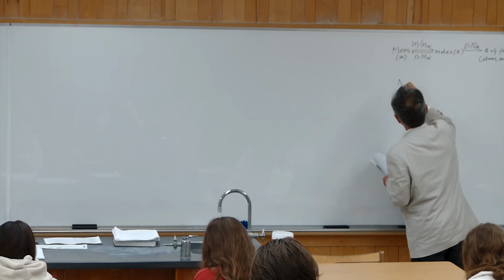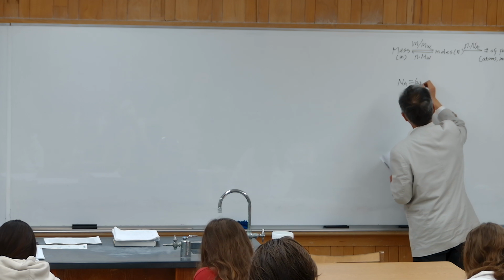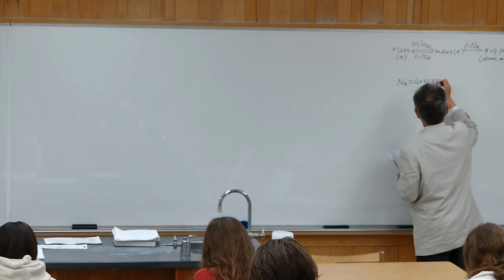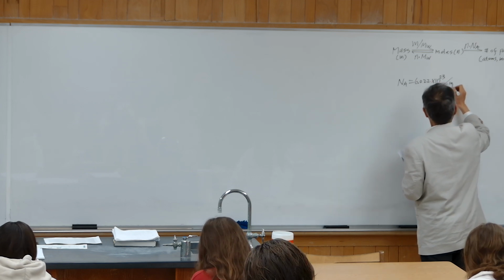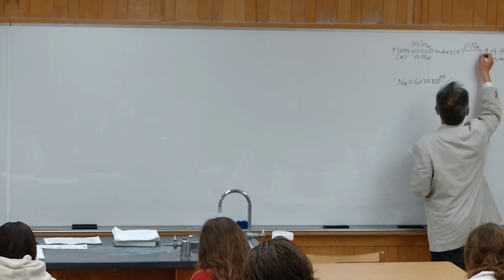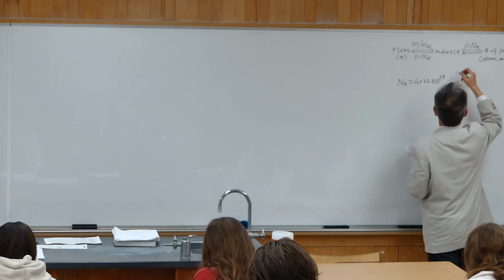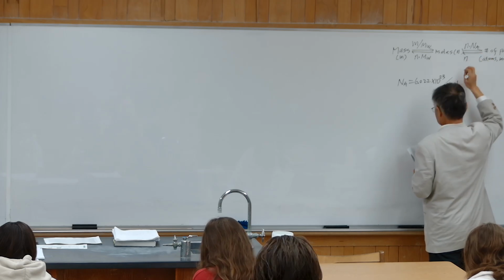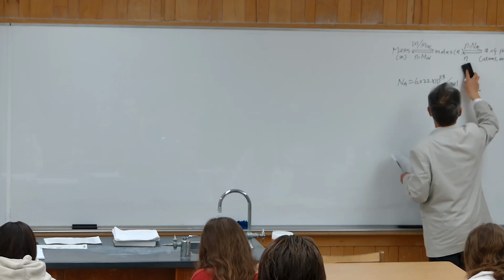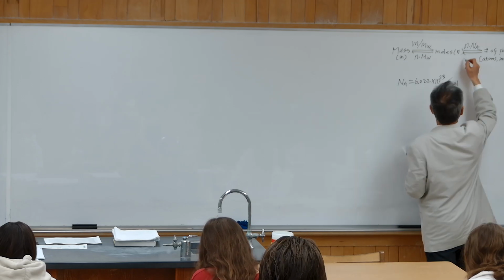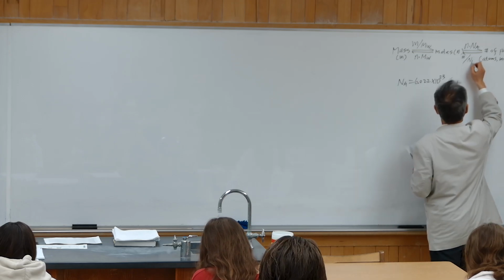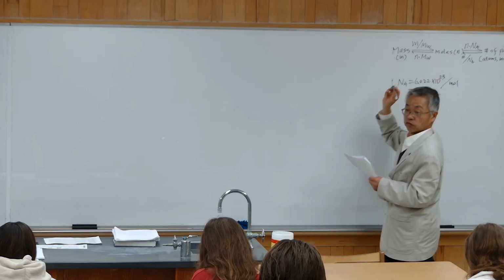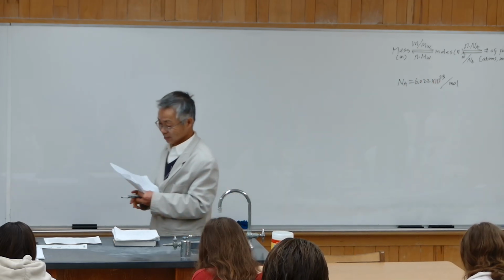So Avogadro number is this number, 6.022 times 10 to the 23rd per mole. If we know the number of particles and want to figure out the moles, then number of particles divided by Avogadro number. So this chart is very important.